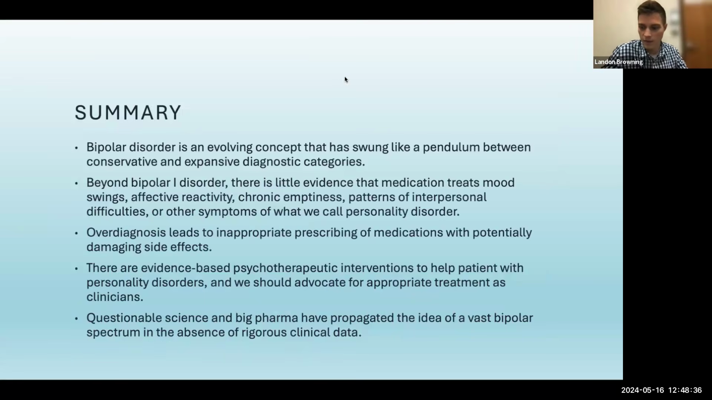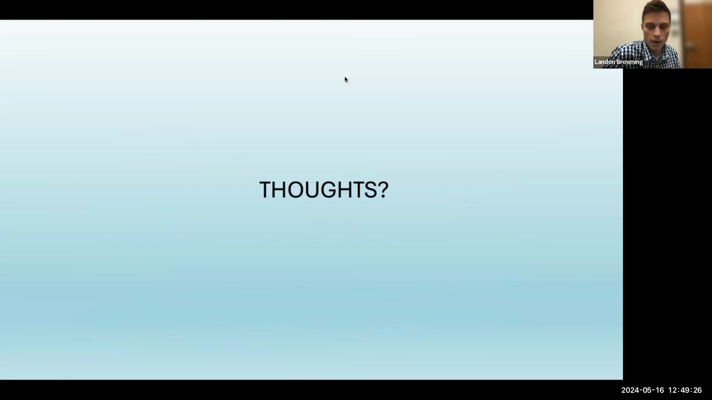So in summary, and I feel like we're going to have a good amount of time for discussion: bipolar disorder is an evolving concept that has swung like a pendulum between conservative and expansive diagnostic categories. Beyond bipolar 1 disorder, there's little evidence that medication treats mood swings, affective reactivity, chronic emptiness, patterns of interpersonal difficulties, or other symptoms of what we call personality disorder. Overdiagnosis leads to inappropriate prescribing of medications with potentially damaging side effects. There are evidence-based psychotherapeutic interventions to help patients with personality disorders, and we should advocate for appropriate treatment as clinicians. Also, questionable science and big pharma have propagated the idea of a vast bipolar spectrum in the absence of rigorous clinical data.